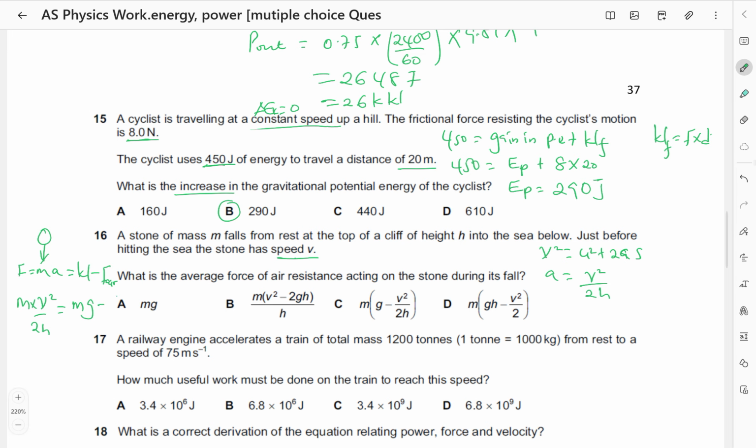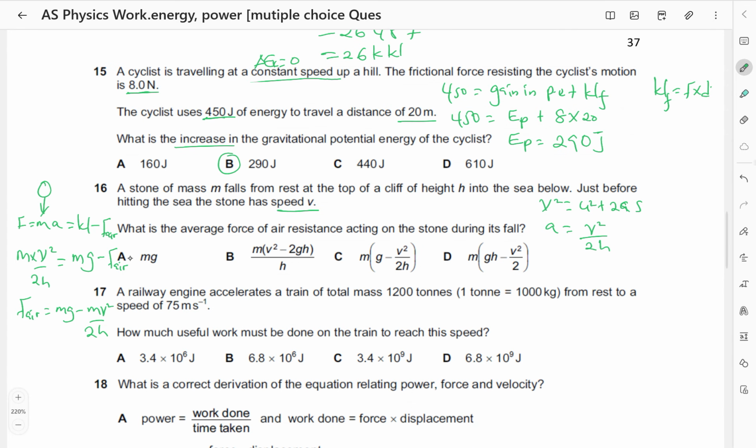Then minus the force due to air resistance, which I'm going to call F air. So when I make F due to air resistance the subject, F air is going to simply be equal to mg minus mv squared divided by 2h. There's a common factor of m, so this force is going to be m into g minus v squared over 2h. So that means our answer is going to be C.